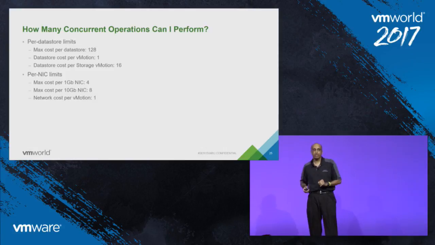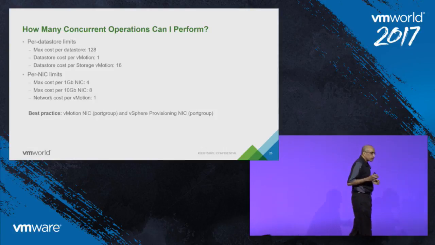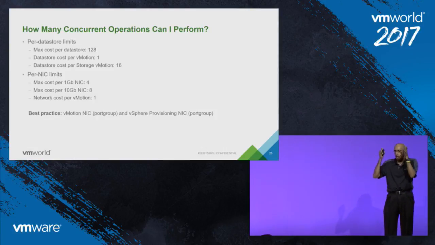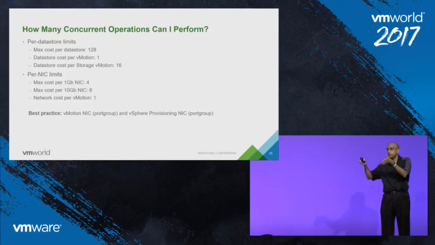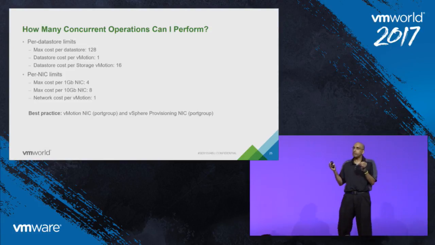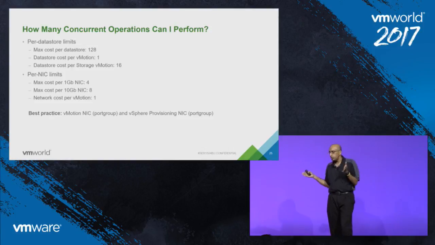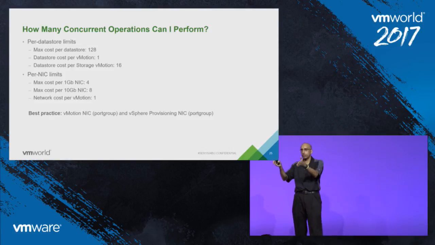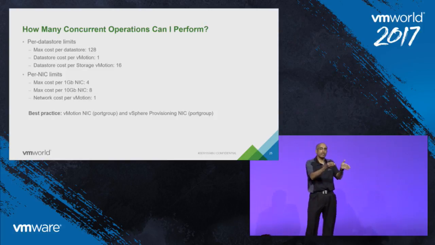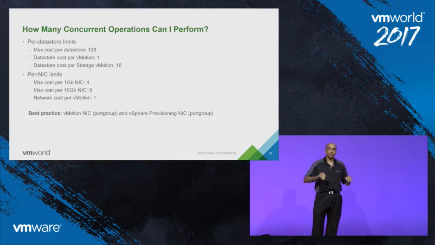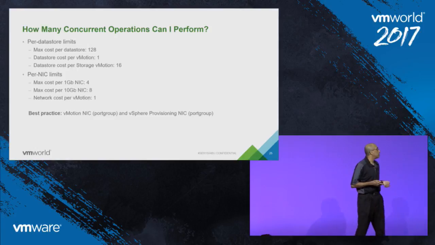Our best practice is for you to create separate NICs or VMK NICs or port groups for vMotion, and also utilize, it's new in 6.0, but we now allow you to have a vSphere provisioning NIC. So you can send your clone and relocate traffic across one NIC, and you can send your vMotion traffic across another NIC, and this gives you best concurrency on a per NIC basis.